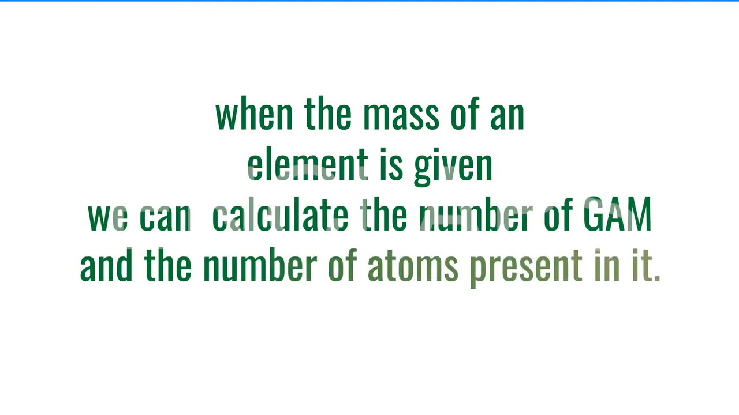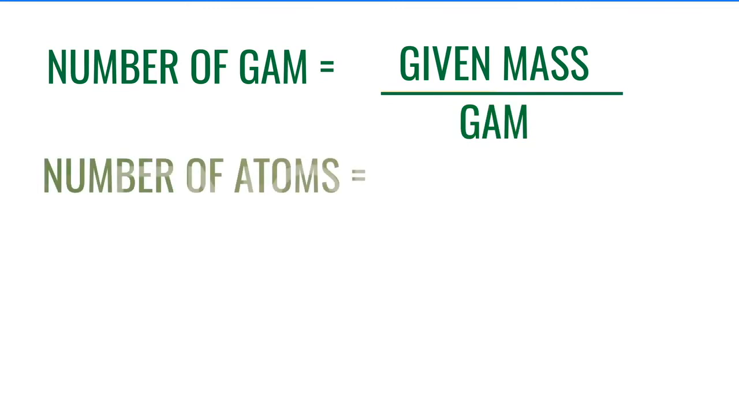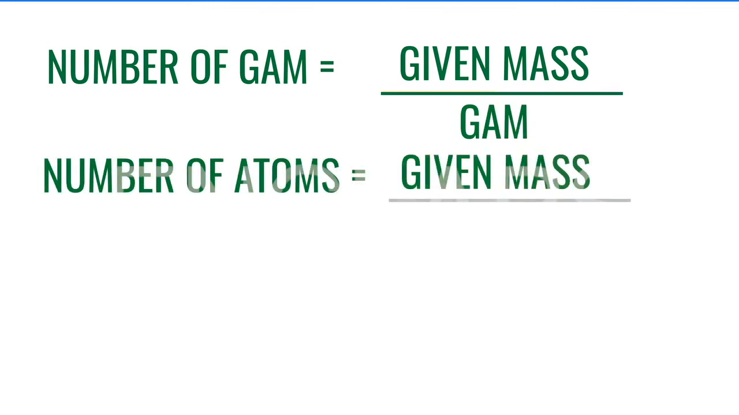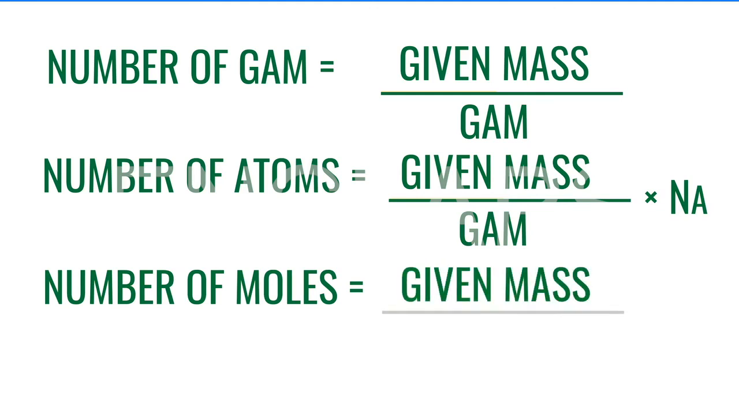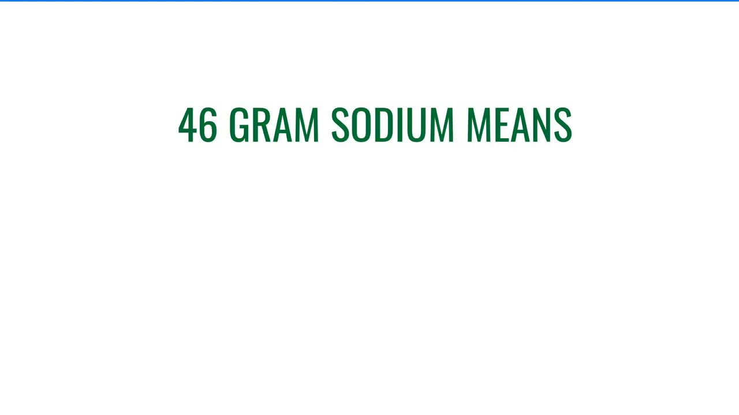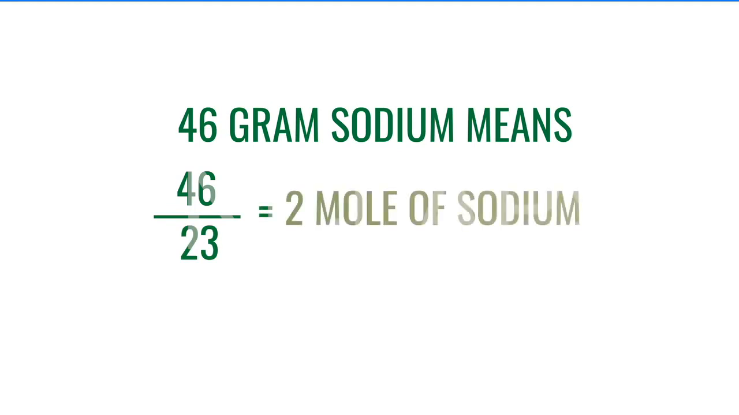So, when the mass of an element is given, we can calculate the number of GAM and the number of atoms present in it. So, number of GAM is equal to the given mass by GAM. Number of atoms equal to given mass divided by GAM into Na. And number of moles equal to given mass divided by GAM. Okay. So, 46 gram sodium means 46 divided by 23 equal to 2 mole of sodium.